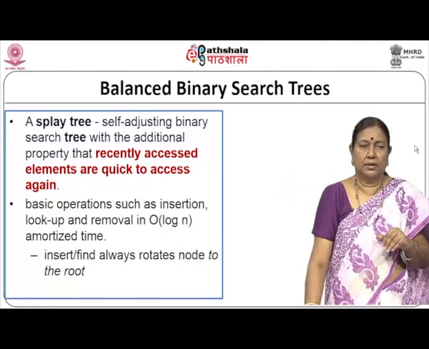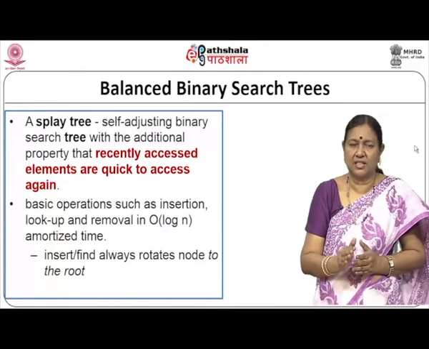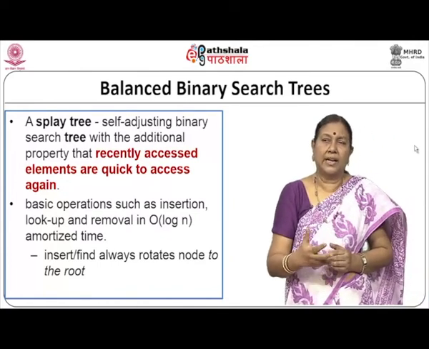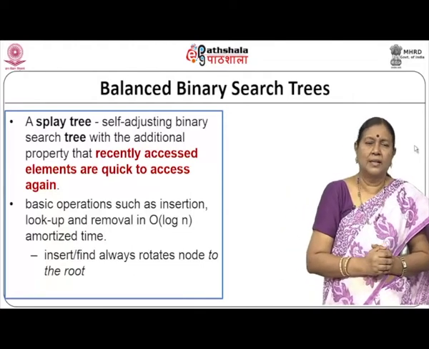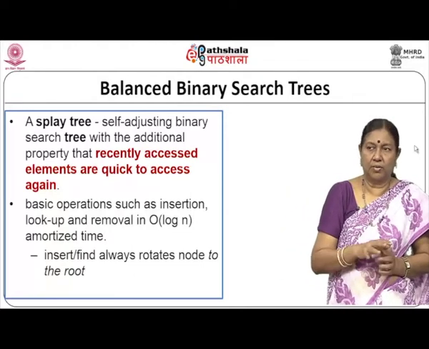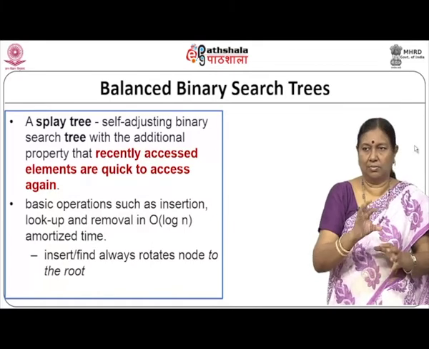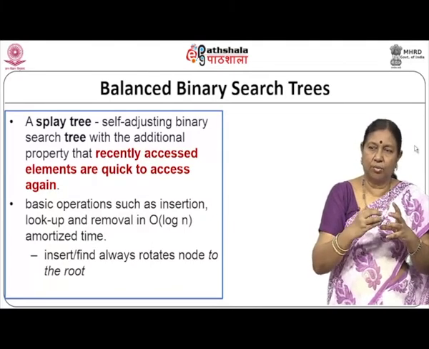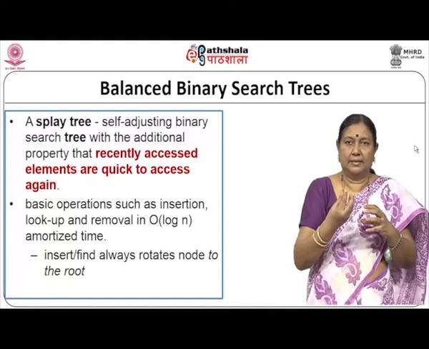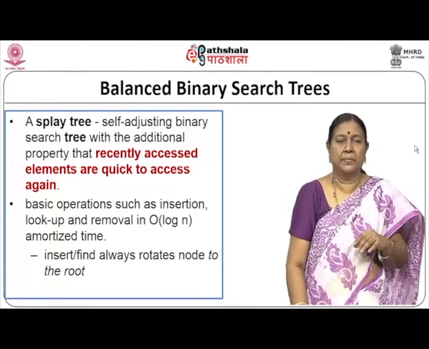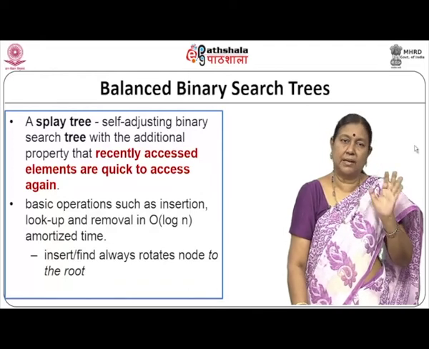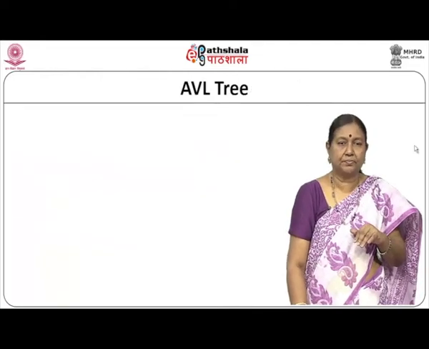Basic operations such as insertion, lookup and removal will take of the order of log n amortized time. Remember, we have already discussed amortized. Insert and find rotate a node to the root. So, it will try to take the node that has been accessed most recently to the root. That is what it does. That is the splay tree. We will be discussing the splay tree in a separate module later on.